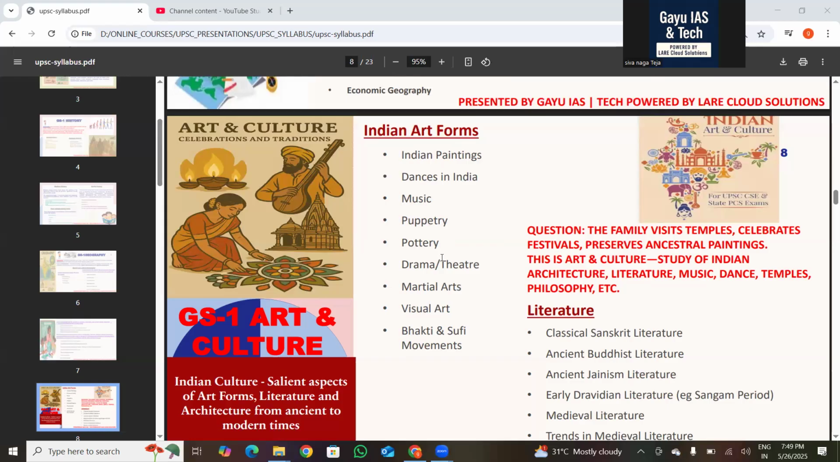The syllabus we are going to study here is the classical dances, Bharatanatyam, Kathak, Odissi, etc., folk dances from various states, Hindustani and Carnatic music, musical instruments of India, and the evolution of theatre and Natya Shastra. This topic is very important in prelims and mains. Every time you'll get one question in prelims. So it is very important, please make sure of that.